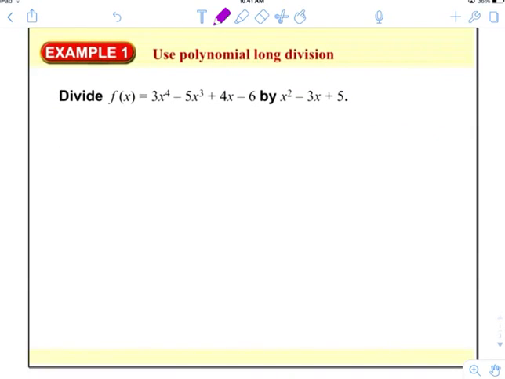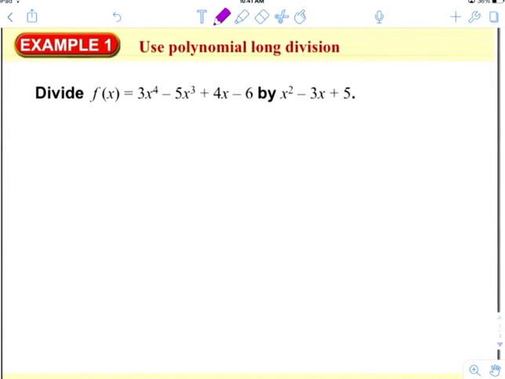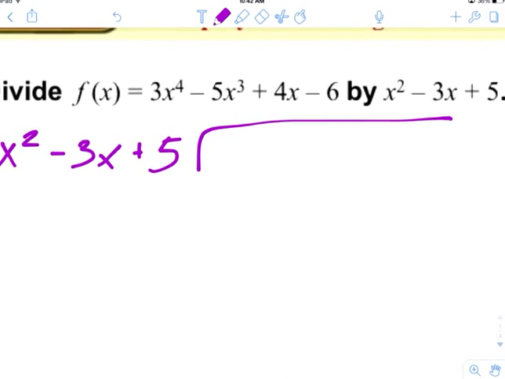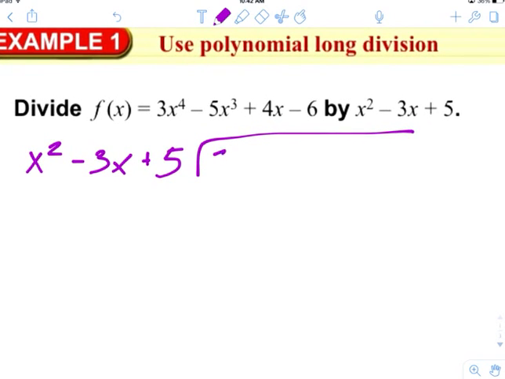So I'm going to walk you through those two examples that we had in class yesterday, just so that you can see the notes completely, and if you had any questions, hopefully I will answer them throughout this process. So we're doing the function 3x to the fourth minus 5x to the third plus 4x minus 6 divided by x squared minus 3x plus 5.